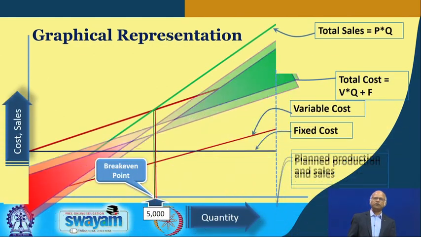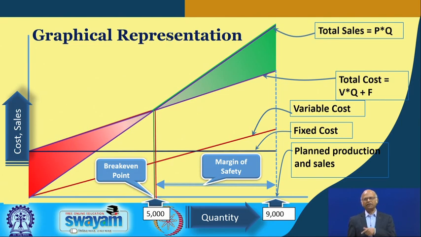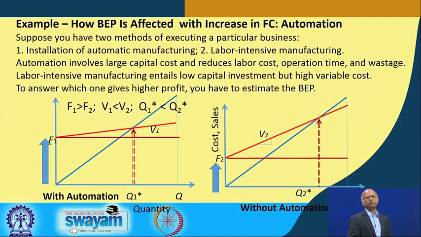Graphical representation of margin of safety. This is the break-even point. Now, this is the planned sales, 9,000. The difference between planned sales and break-even point is the margin of safety.